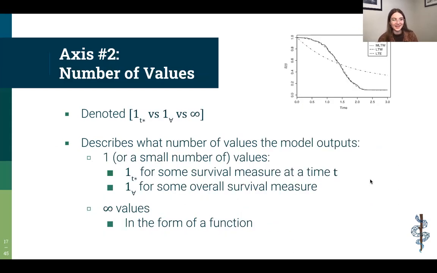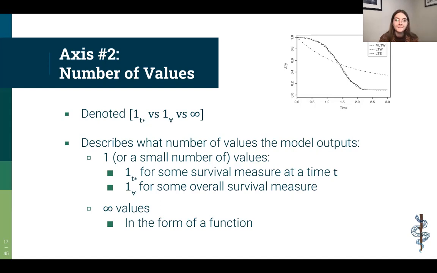Okay, so axis number 2, as I mentioned before, is the number of values that a model gives. So there's a little bit of a tricky notation here. The first one would be one value at a particular time point t here. Next would be one value given for an overall survival. And then this infinity symbol here is when the survival model will produce some kind of function that can be evaluated basically at any given time point.